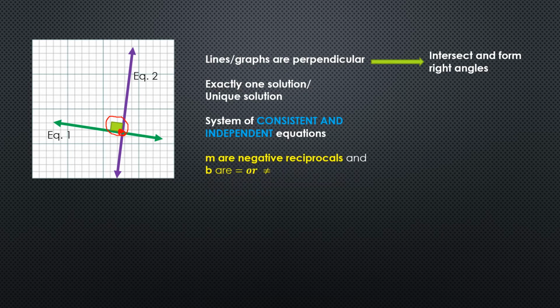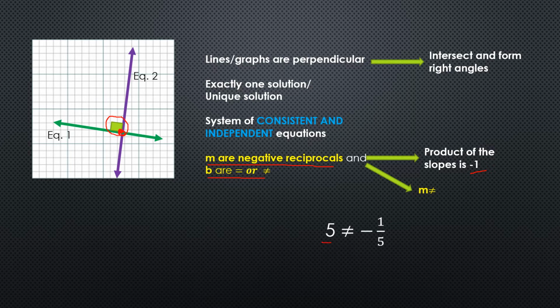And if you want to compare the slopes and y-intercepts, the slopes are negative reciprocals. The y-intercepts can be equal or not equal. Slopes are negative reciprocals. When you multiply them, the product is negative 1. And since the slopes are negative reciprocals, they are also not equal. For example, 5 is not equal to negative 1/5. Negative 1/5 is the negative reciprocal of 5.